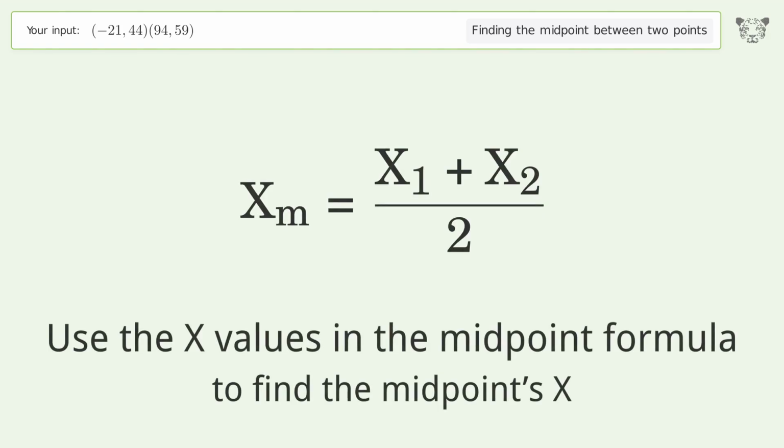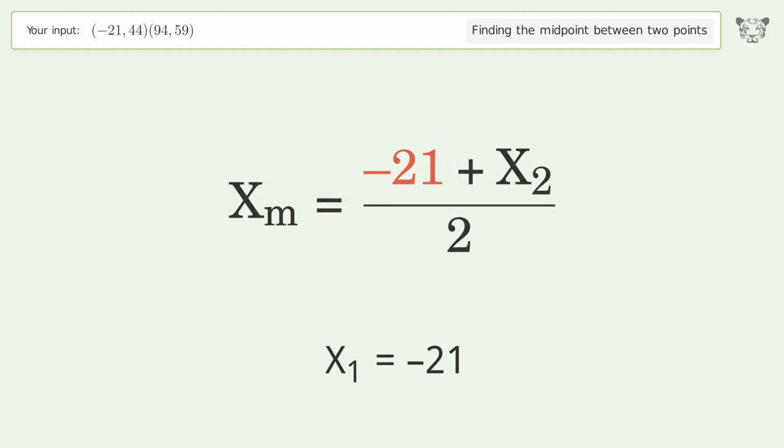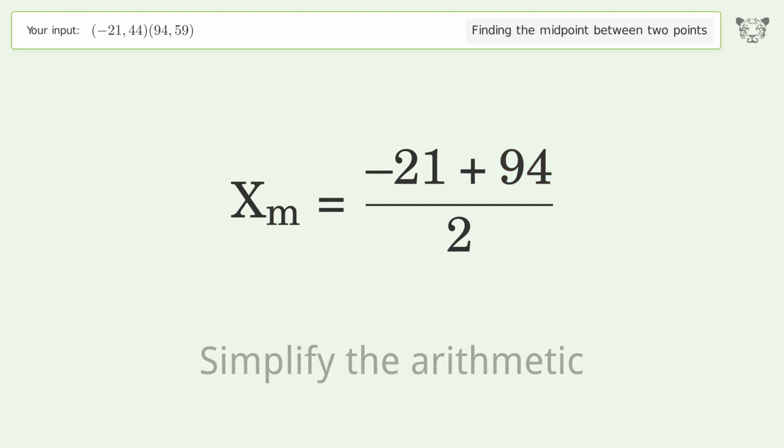Use the x values in the midpoint formula to find the midpoint's x. x1 equals -21. x2 equals 94. Simplify the arithmetic.